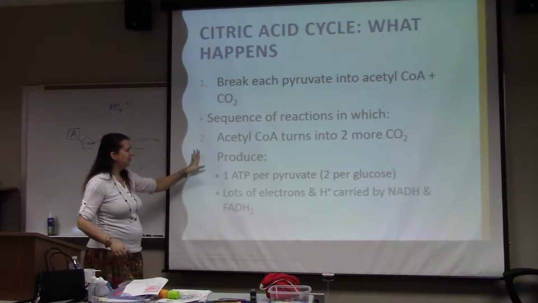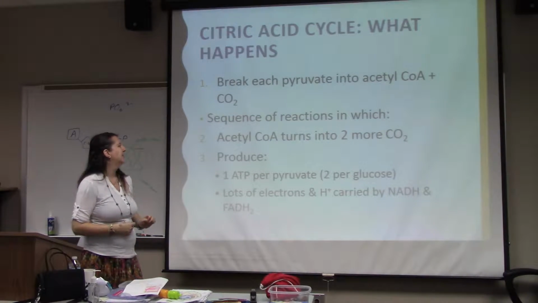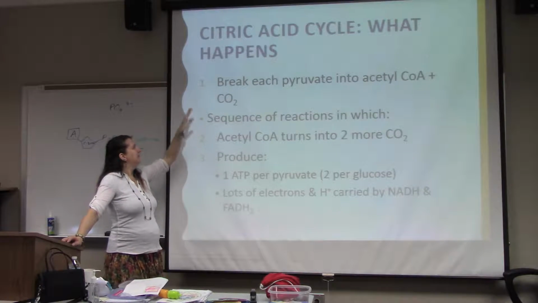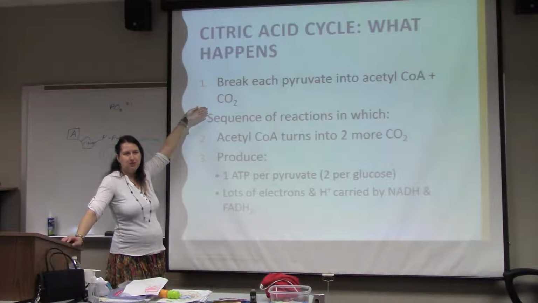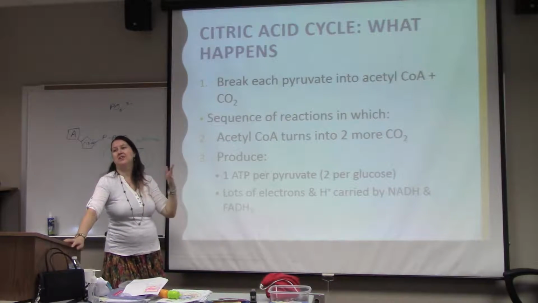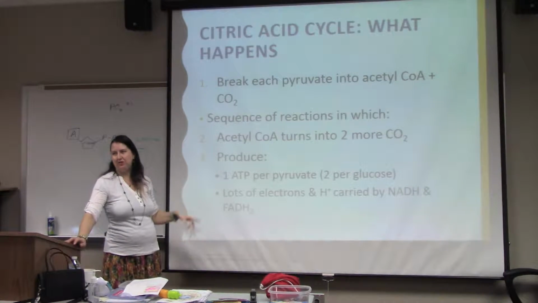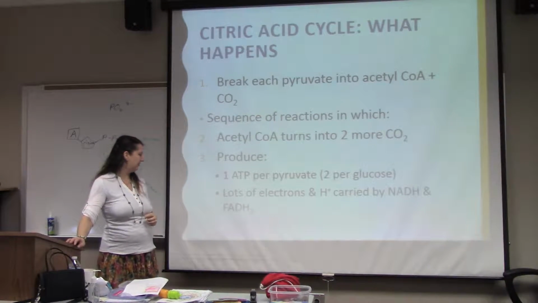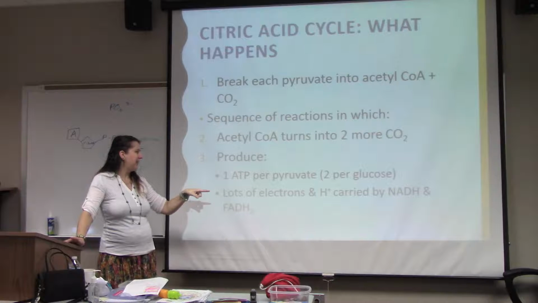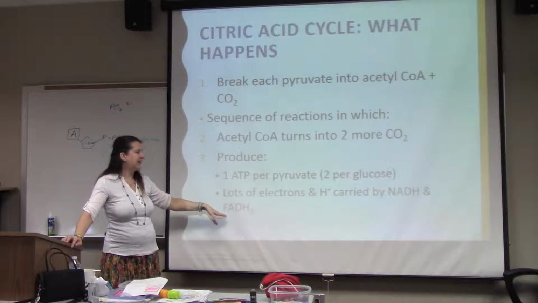Then steps 2 and 3 are actually happening at the same time through a sequence of 8 reactions. The acetyl-CoA turns into 2 more CO2. So for the glucose, 2 pyruvate went in, we get 3 CO2 from each pyruvate, so 6 CO2. And while we're doing that, we produce 1 ATP for each pyruvate that goes in, so 2 per glucose, and lots of electrons and hydrogens. They're carried by both NADH and FADH2, which is another electron carrier.